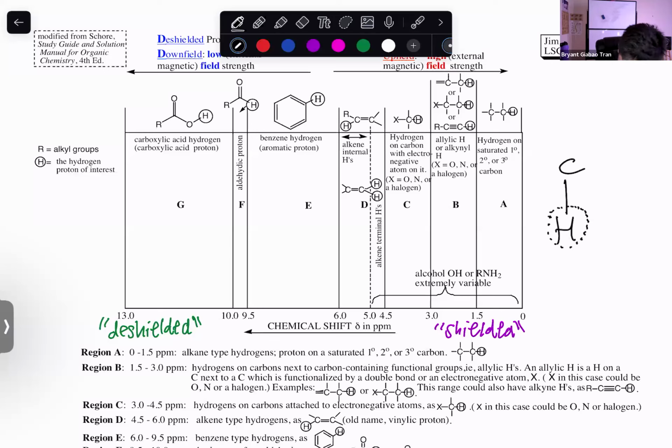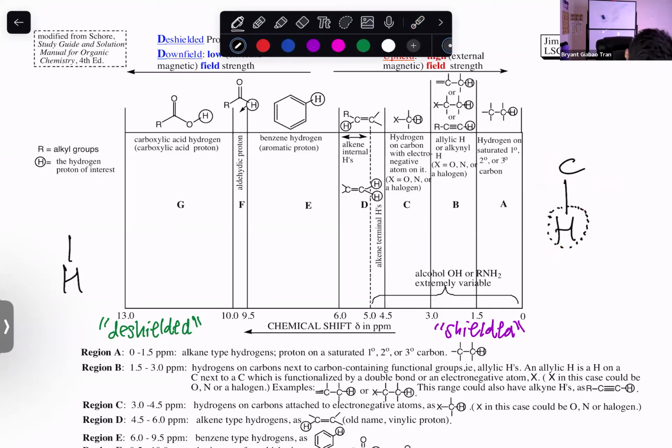And let's say that hydrogen is bonded to a non-electronegative atom like carbon, right? This carbon atom here is not electronegative enough to pull electrons away from the hydrogen, which is why this is considered shielded. This hydrogen here is shielded by the electrons, right?